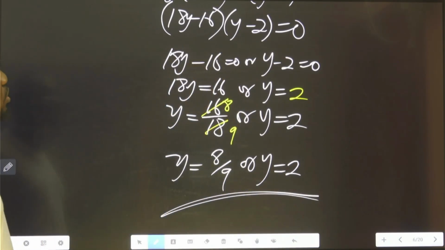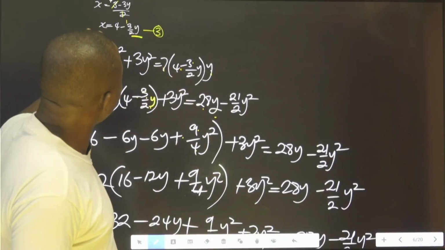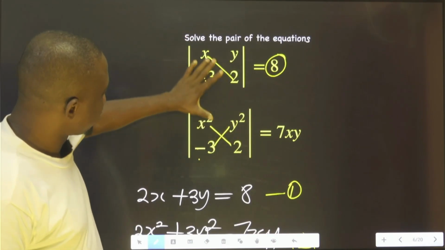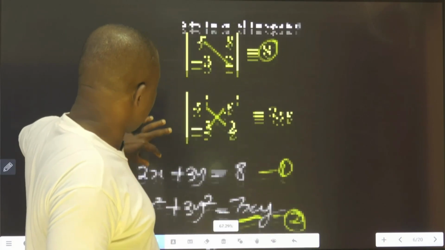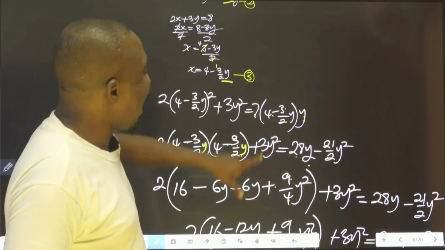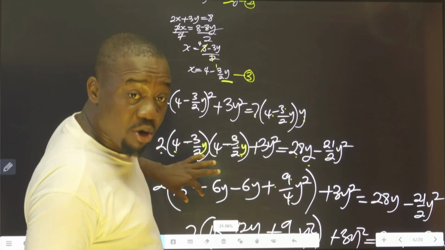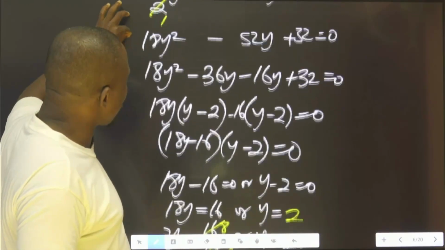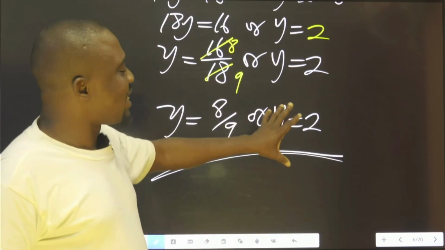Either of these two. So you can see, this question, we started from where? We started from determinant. From determinant, we enter simultaneous equation. We use the principle of substitution by first of all finding x. Once we do that, we substitute the value of x in the second equation. We work it out until we arrive at quadratic equation. From quadratic equation now, we arrive at this answer.